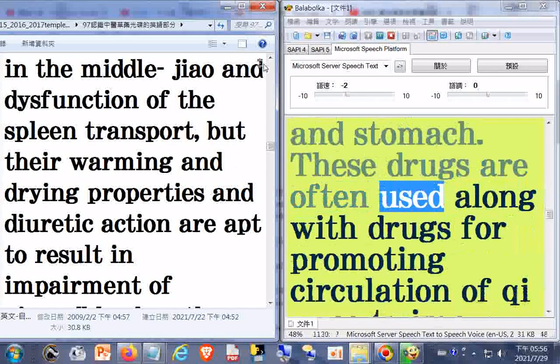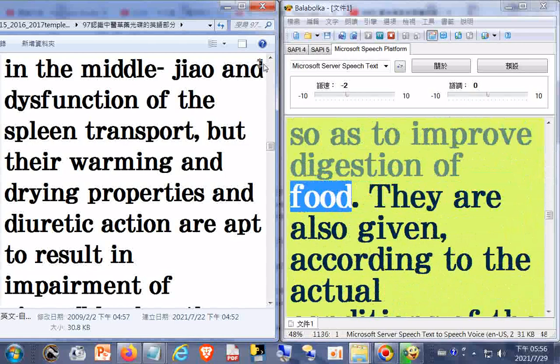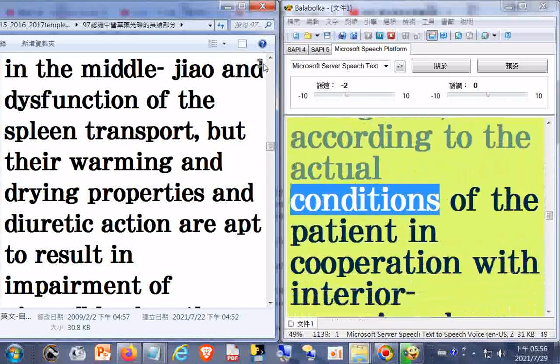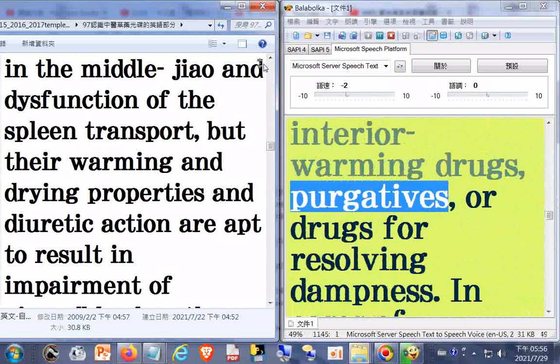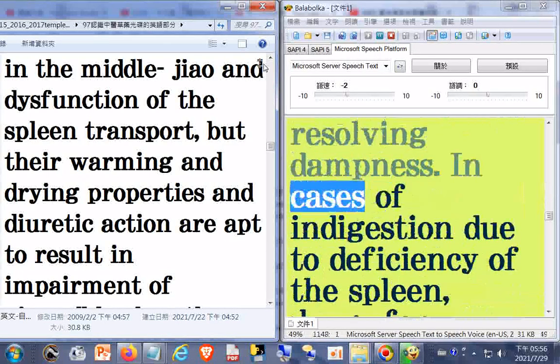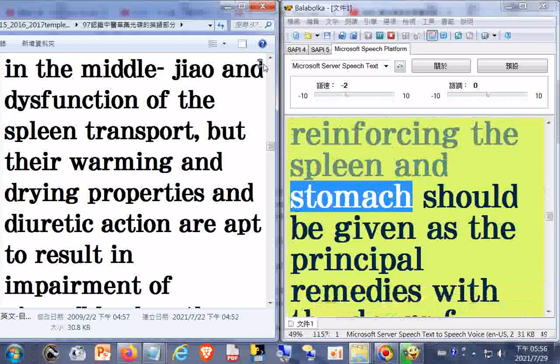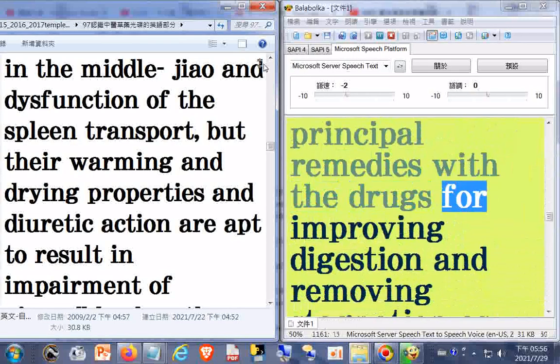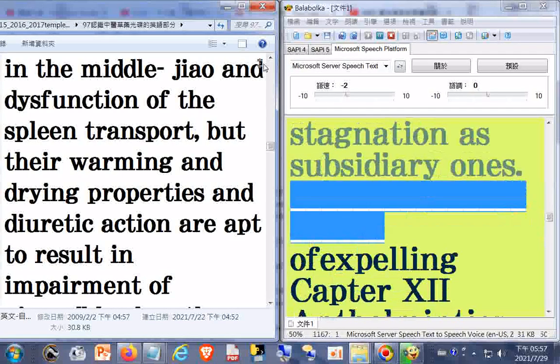These drugs are often used along with drugs for promoting circulation of qi so as to improve digestion of food. They are also given, according to the actual conditions of the patient, in cooperation with interior-warming drugs, purgatives, or drugs for resolving dampness. In cases of indigestion due to deficiency of the spleen, drugs for regulating and reinforcing the spleen and stomach should be given as the principal remedies, with the drugs for improving digestion and removing stagnation as subsidiary ones.